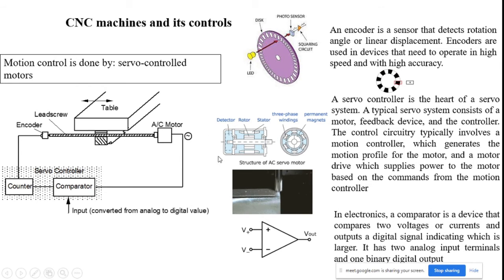Based on this motion the machine is operated, and then electronic circuits are utilized for comparison of input data. A comparator is a device that compares two voltages or currents and outputs a digital signal indicating which is larger. It has two analog input terminals and one binary digital output. From this, the machine can read the signals. So these three pieces of equipment are used to control the CNC machine.